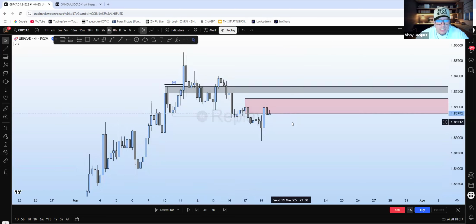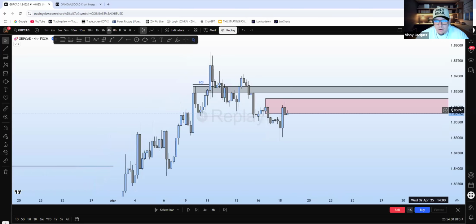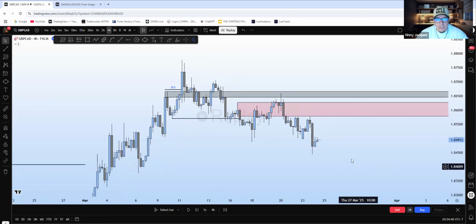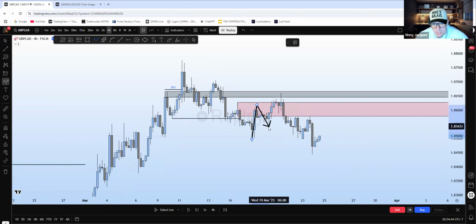Market came into my starting point. Let's see if it respects the starting point or if it comes to my right shoulder. Boom. So again, notice how the market came into my starting point and gave me some profit. That's going to happen, guys. But we don't know if it's going to respect and go down or if it's going to violate and come to our next opportunity.